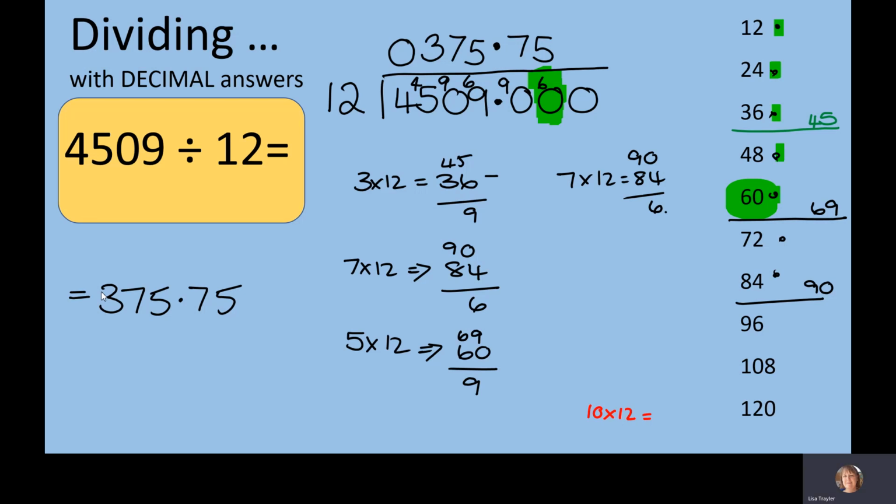Hopefully that helps. Do take time to replay the video, pause it, rewind it as you need to. Hopefully that will now help you be able to divide to get decimal answers.